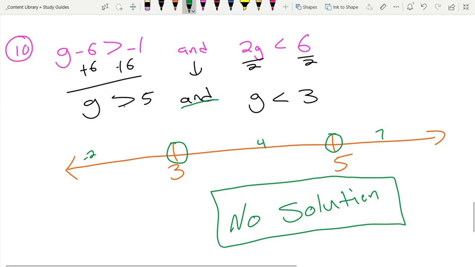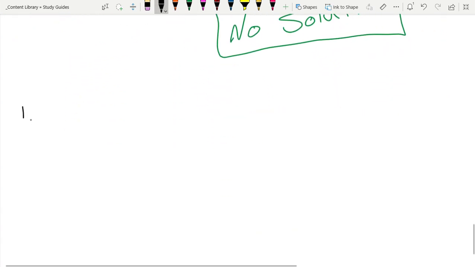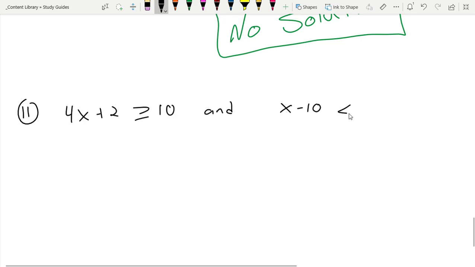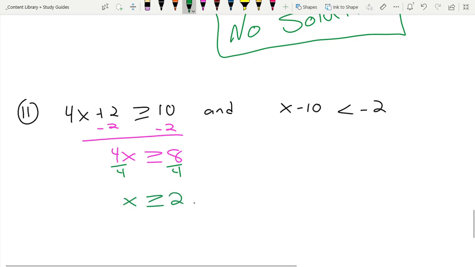All right, 11. Let's see what we've got for this one. We have 4x plus 2 greater than or equal to 10, and x minus 10 is less than -2. So let's solve. Subtract 2, subtract 2. 4x is bigger than or equal to 8, divide by 4, divide by 4. X is bigger than or equal to 2. Don't forget to bring down your word and.